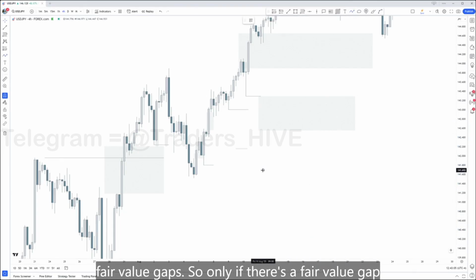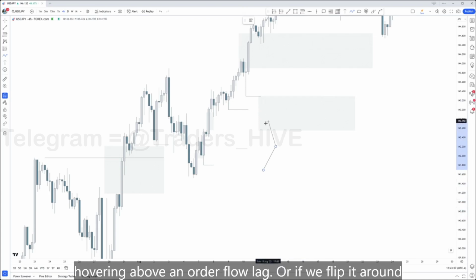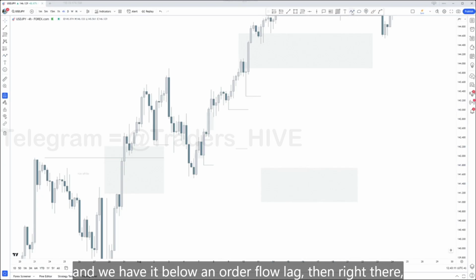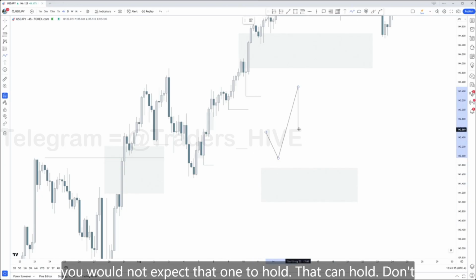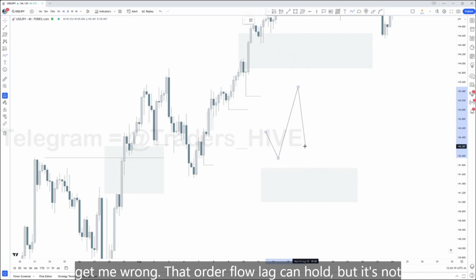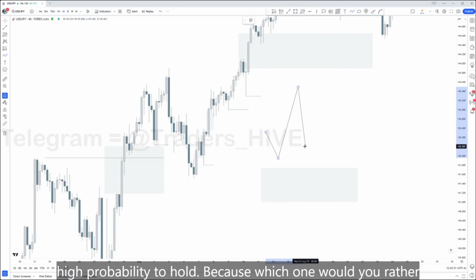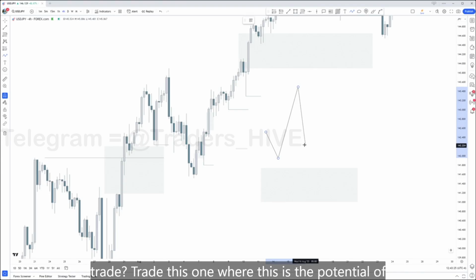So only if there's a fair value gap hovering above an order flow lag, or if we flip it around and we have it below an order flow lag, then right there you would not expect that one to hold. That can hold, don't get me wrong. That order flow lag can hold, but it's not high probability to hold. Because which one would you rather trade?